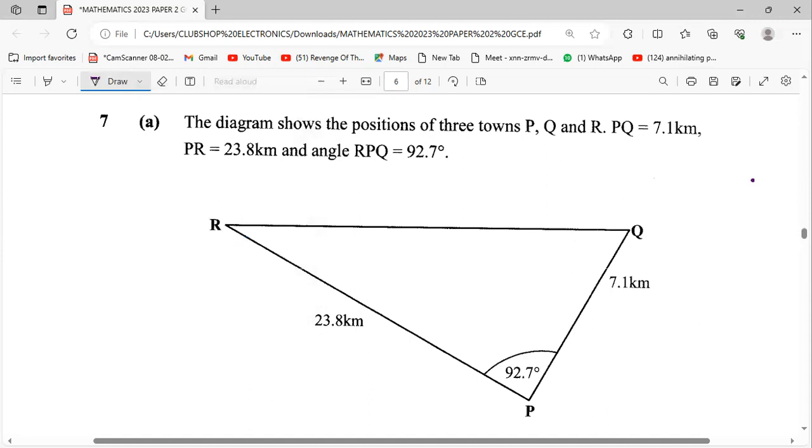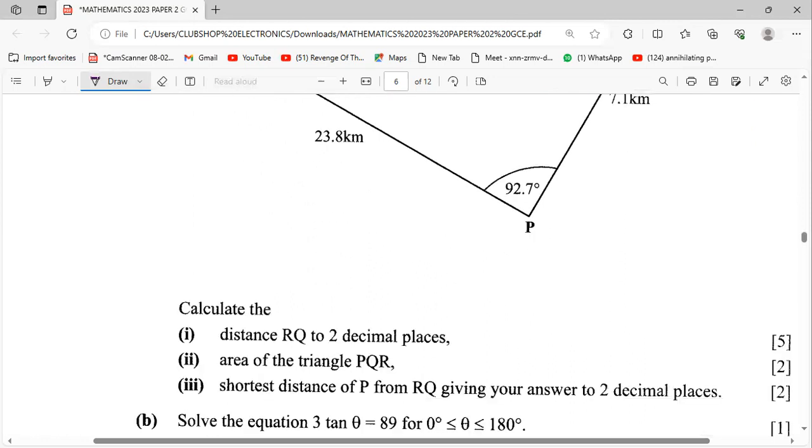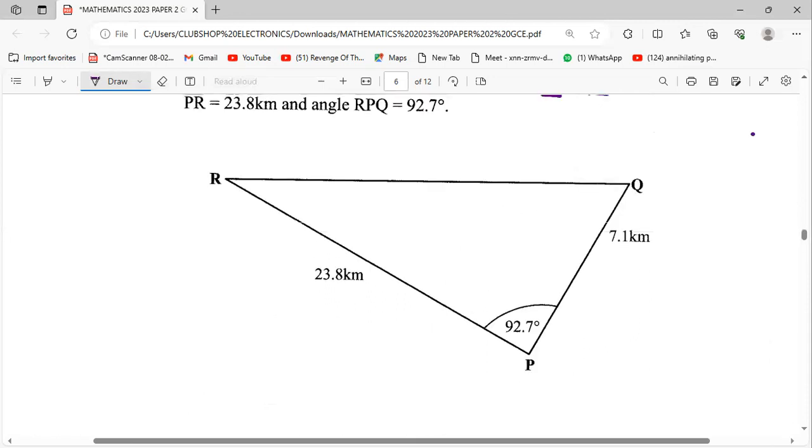The diagram shows positions of three towns P, Q, and R. PQ is equal to 7.1 kilometers. PR is 23.8. Angle RPQ is 92.7 degrees. Calculate the distance RQ to one decimal place.